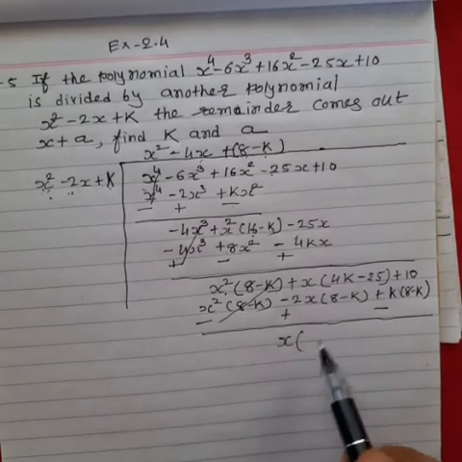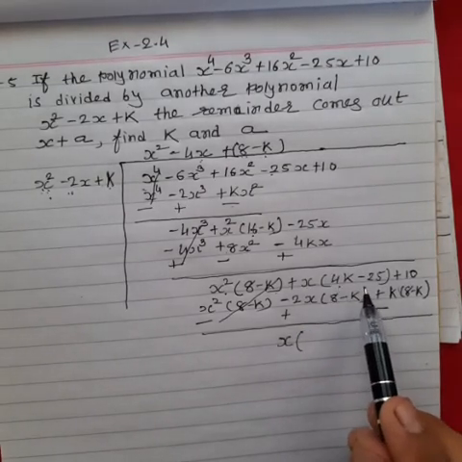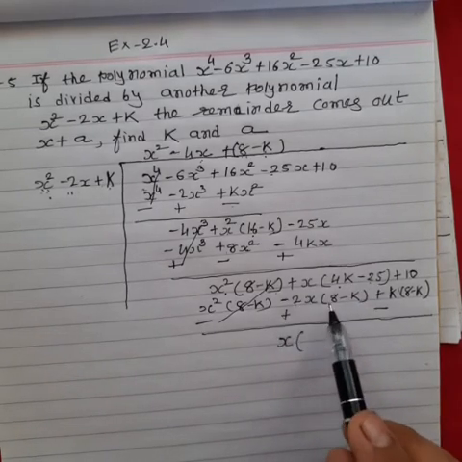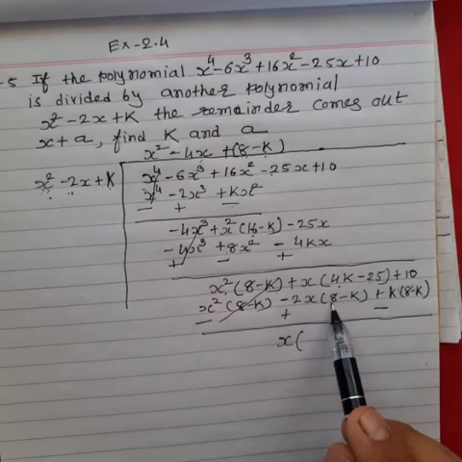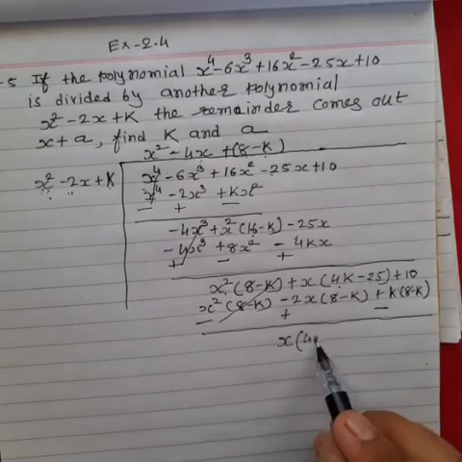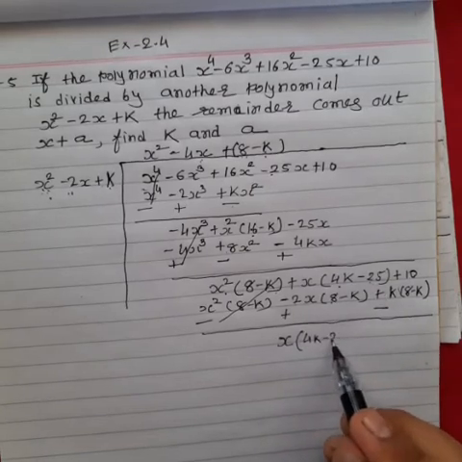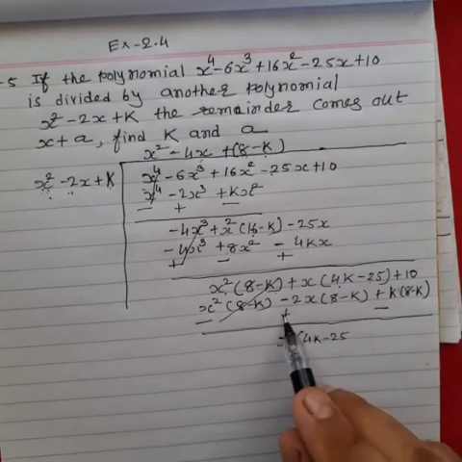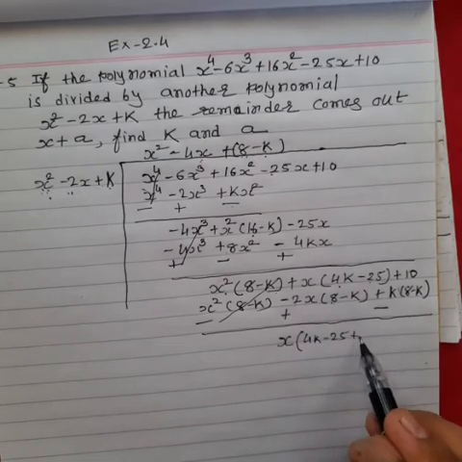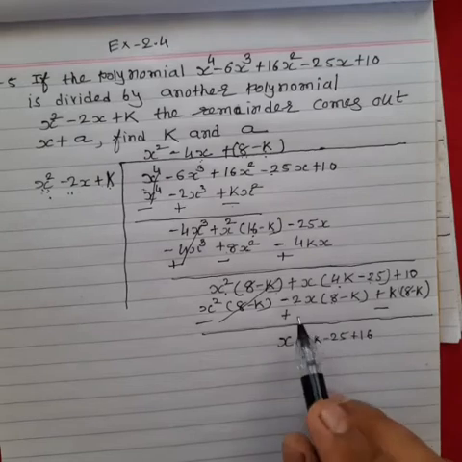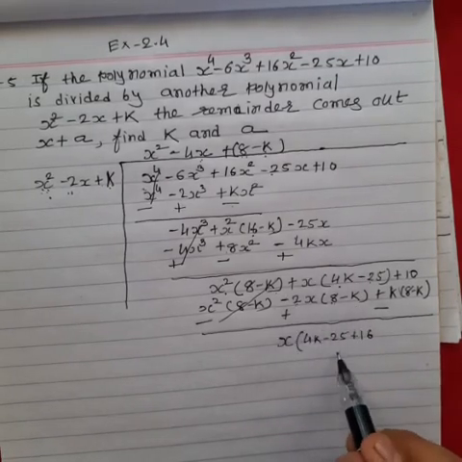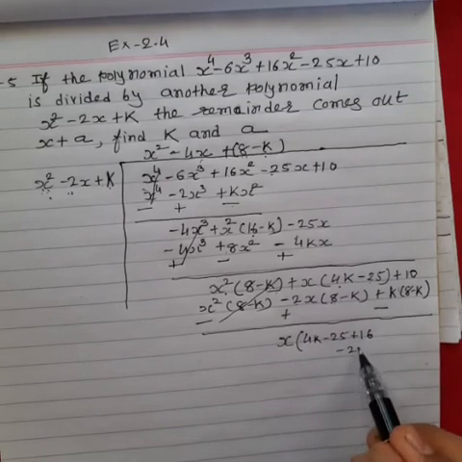Now what is left over? 4k minus 25. Now I multiply plus 2 inside, so that is 16. So what do I write? 4k minus 25 plus 2 inside the bracket, so 8 2s are plus 16, and plus 2 into minus k, that is minus 2k.